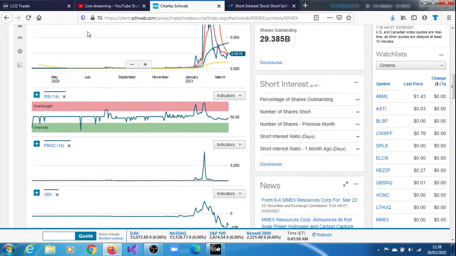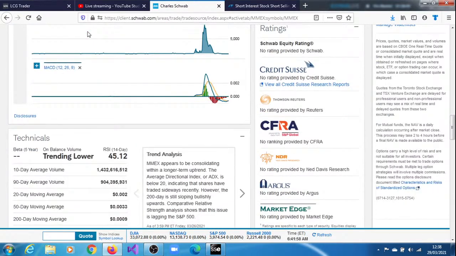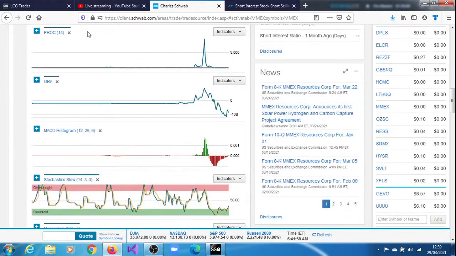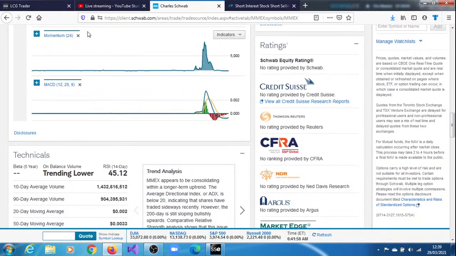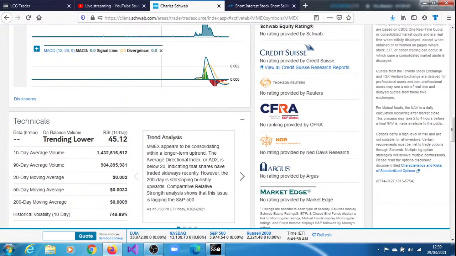So we don't have any fresh news at the moment for MMX. It says down here, it appears to be consolidating within a longer term uptrend. This is based on the daily chart over maybe 10 trading sessions. The average directional index, ADX, is below 20, indicating that shares have traded sideways recently. However, the 200-day is still sloping bullishly upwards. Comparative relative strength analysis shows it's lagging the S&P 500.